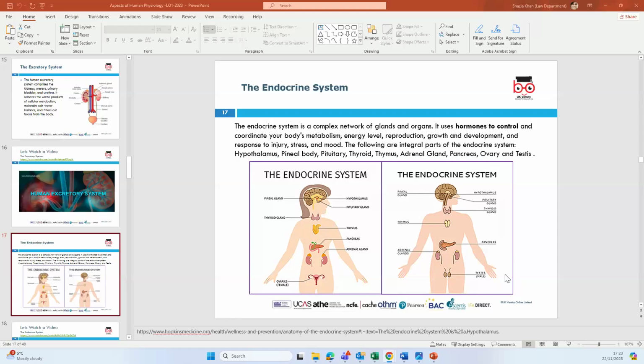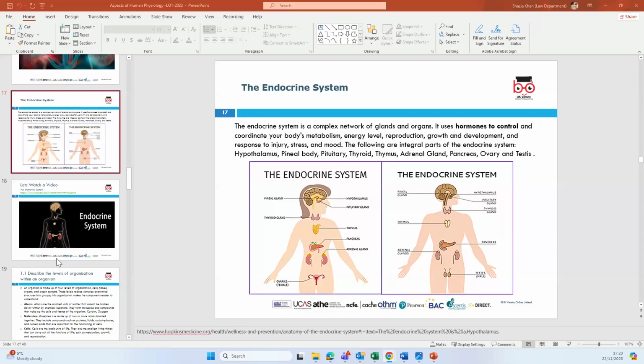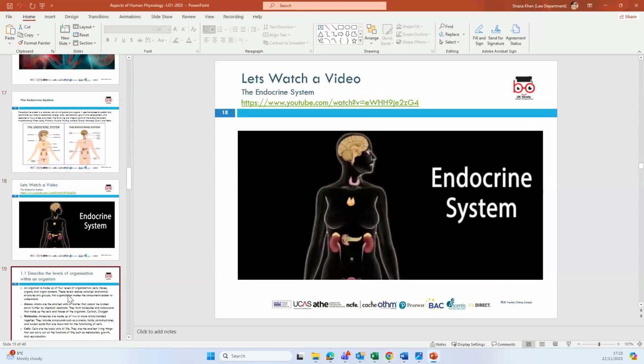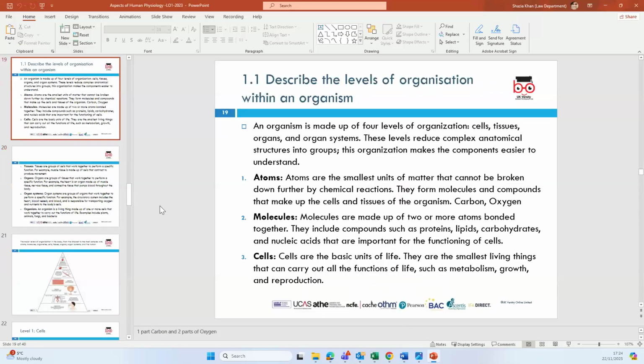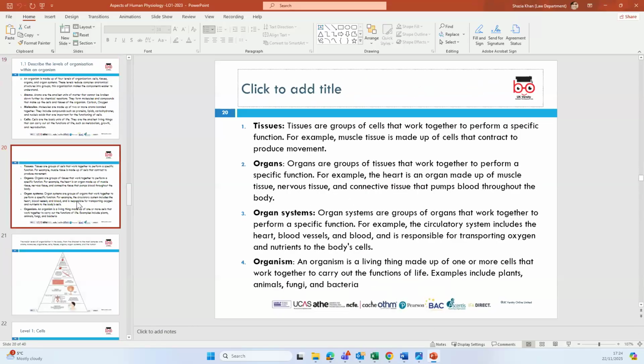Okay. The next one, and there's a video on the endocrine system that you can watch in your own time. Next one we're looking at is 1.1, describing the levels of organization within an organism. An organism is made up of levels, so we have molecules and cells. We have the tissues, the organs, and the organ system and organism as well.